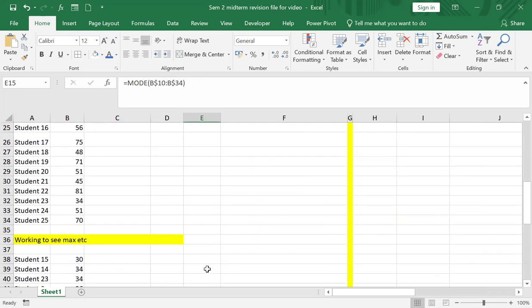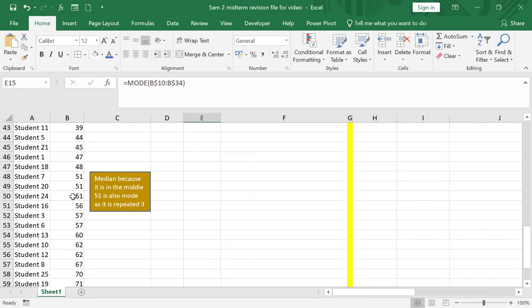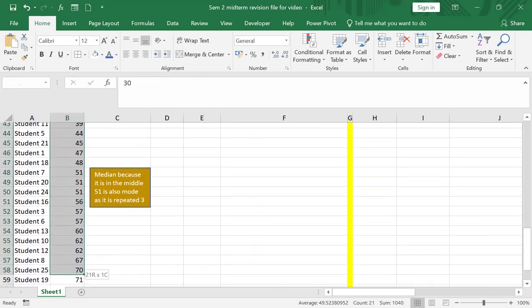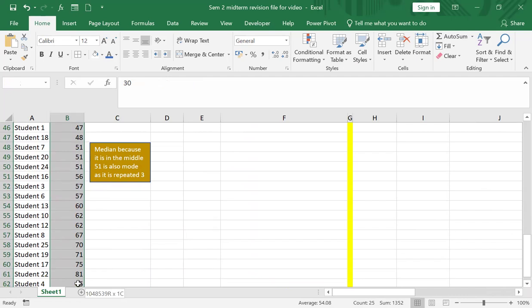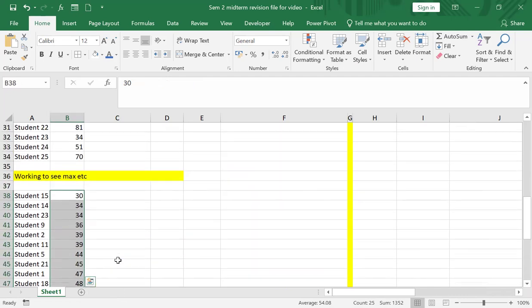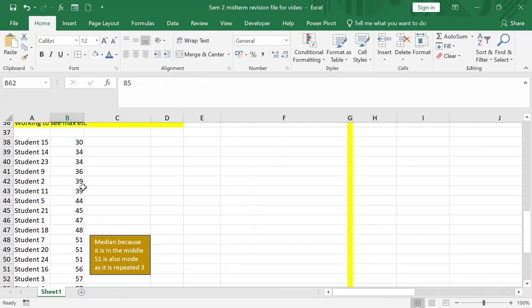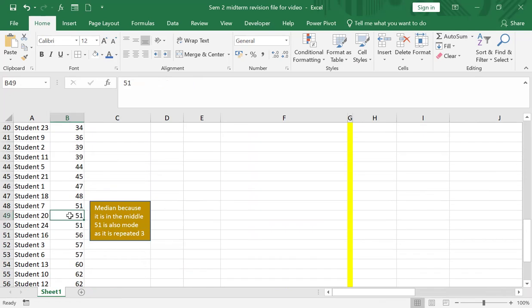That you can verify. I copied the same data here into another place. Then I sorted it out, lowest to highest. Lowest is 30, 85 is the highest. So that is what comes as maximum and minimum. And the middle value is the 13th value, it is 51. And 51 is repeating 3 times, and therefore it is also the mode.